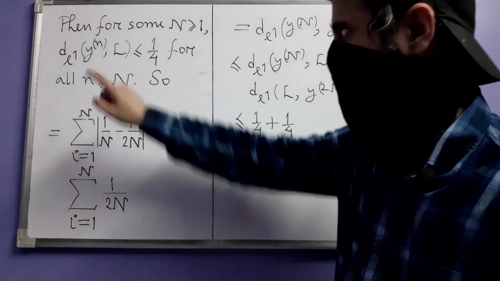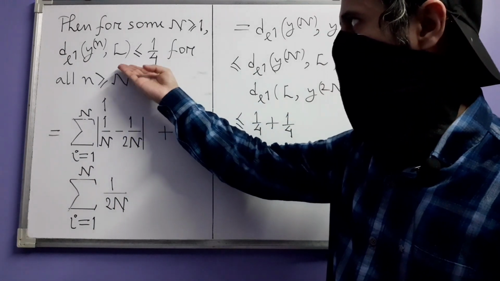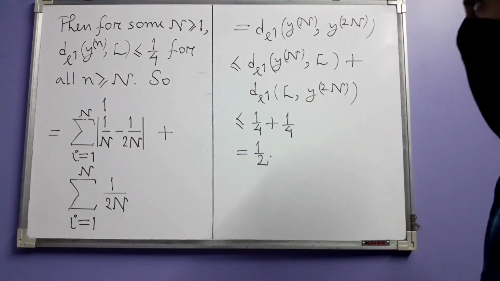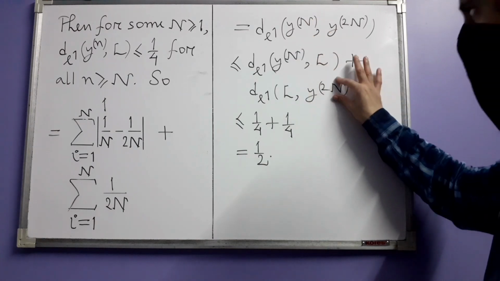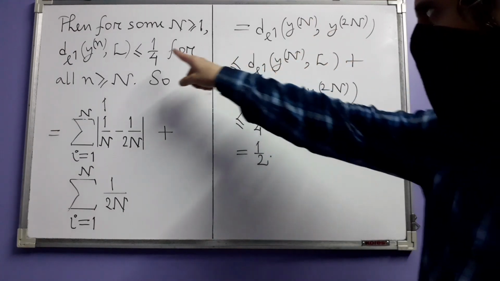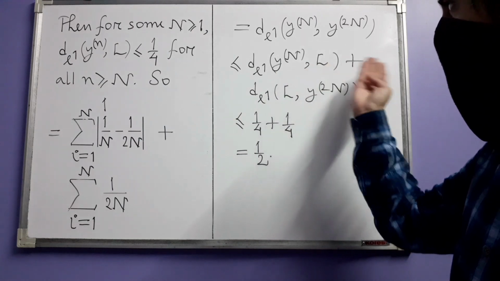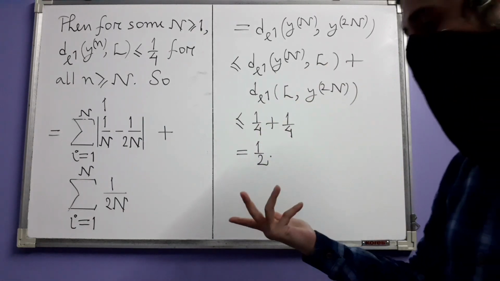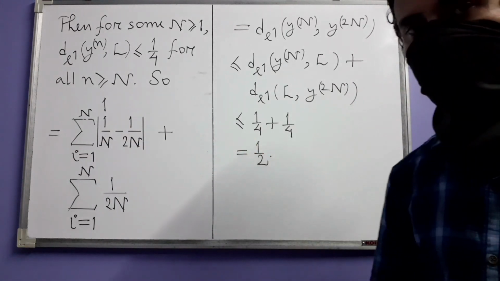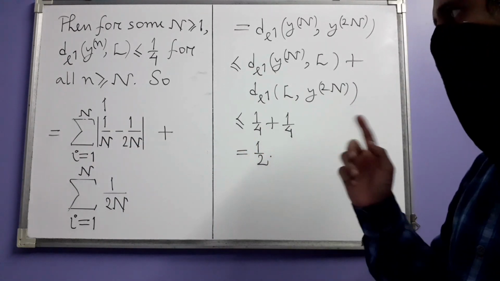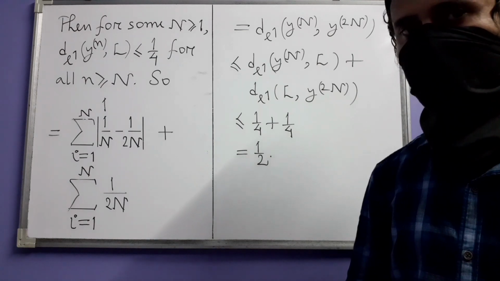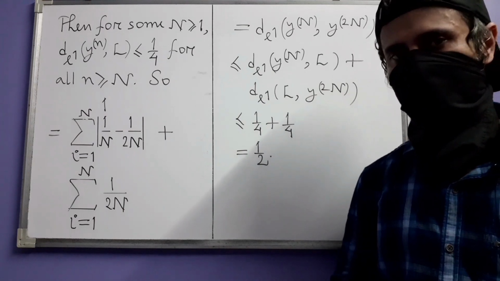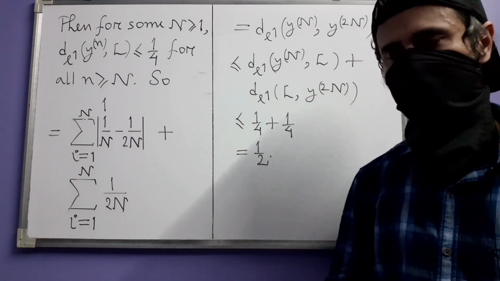But now you go back to this. This type of distance is less than or equal to 1 over 4 if n is at least capital N. Here it is n, here it is 2n. So for these two distances also this inequality will be true. So this sum is less than or equal to 1 over 4 plus 1 over 4, which is equal to 1 over 2. So what did we find? 1 is less than or equal to 1 over 2, which is obviously impossible, and that is why our last supposition is wrong. The sequence yn cannot converge to any point in X with respect to the dl1 metric.